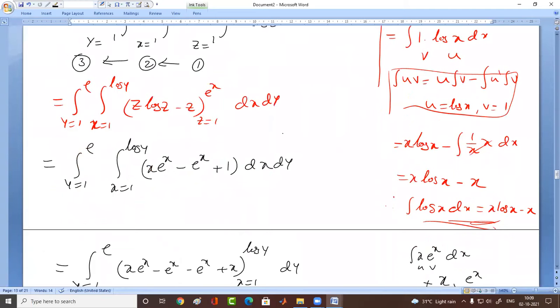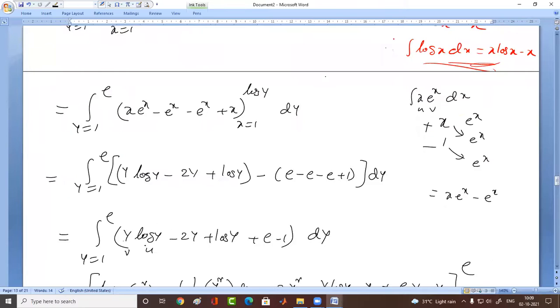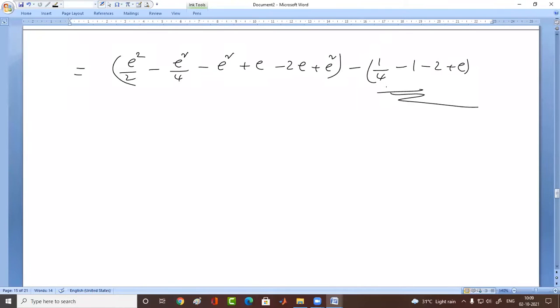Now this is the procedure for finding a triple integral. Now another problem. Very easy. If you know the order, then it is very easy. Okay, we will discuss one more question.